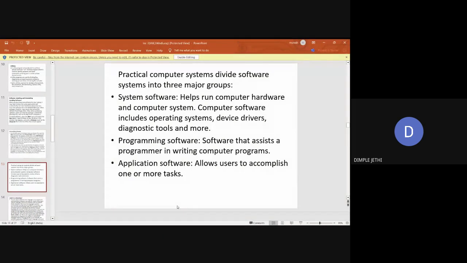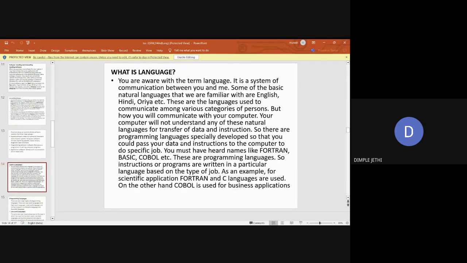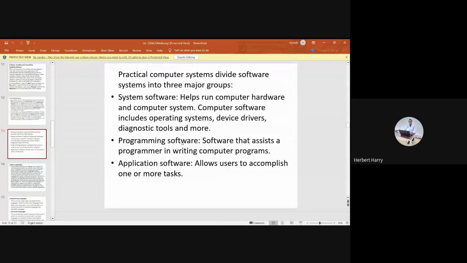Here I am just again describing the categories. These can be divided into three categories in some books. One is application software, one is system software, and one is programming software. Programming software means those software which help you in writing programs, in creating software. Which software do you think comes under programming software? Any idea? Visual Studio. Yes. So software that can assist programmers in writing.